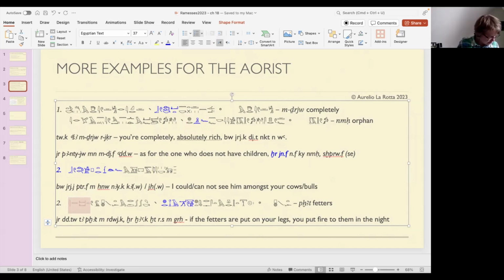This is quite interesting because Neveu gives a nice translation with an indefinite subject, like if one puts fetters, but then in brackets a literal translation, if fetters are put, so a passive. So I think he also considers this a passive. Oh yeah, I think the passive part is fine. Just what tense is that? That's what I'm hung up on. Why is it geminating?